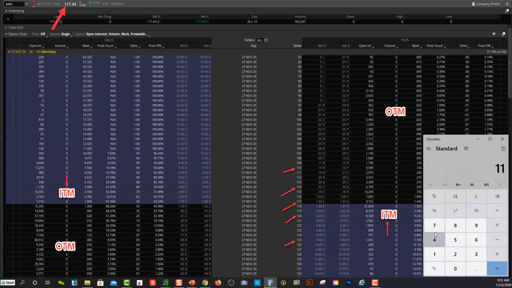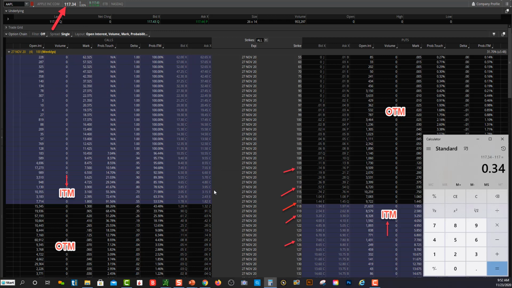117.34 minus 117 equals 34 cents. So you'll see the deeper in the money that you go, the more intrinsic value you get. And that's why the price of the options contracts increases. You pay more because the likelihood of your options contract expiring in the money is much higher. The likelihood of that contract as an options buyer expiring in the money is much higher.